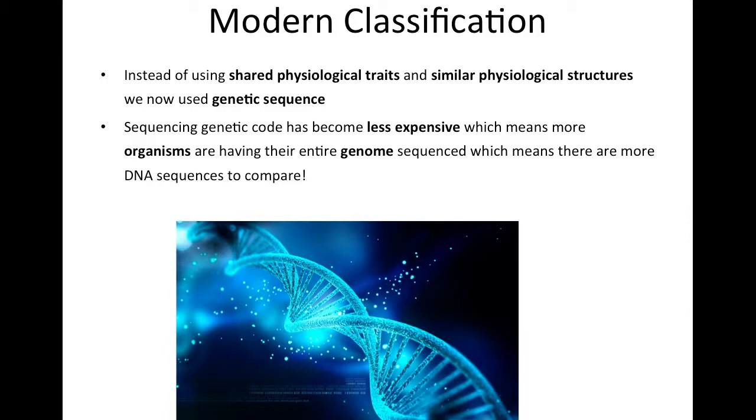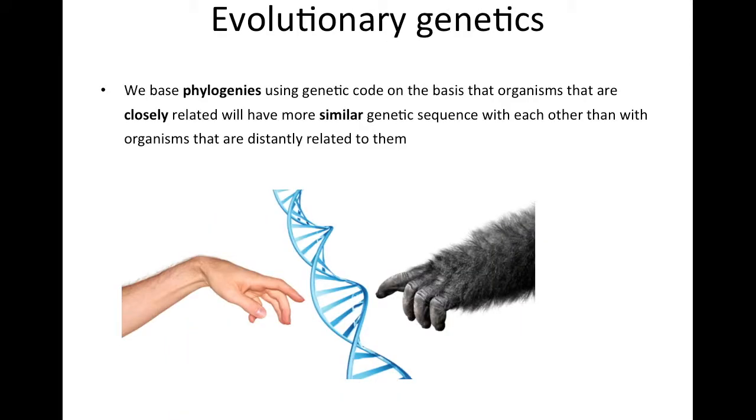Sequencing the genetic code of organisms has become less expensive, which means more organisms are having their entire genome sequenced, which means more DNA sequences to compare, which is all good for us. So we base phylogenies using the genetic code on the basis that organisms that are closely related will have more similar genetic sequence in common with each other than organisms that are distantly related to them. So we would expect a chimp to have more genetic sequence in common with us than a pine tree, or an octopus, for example.